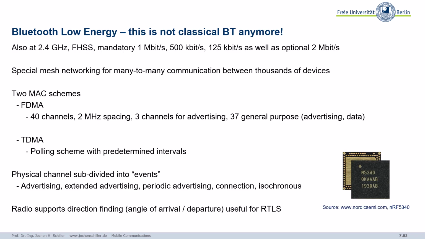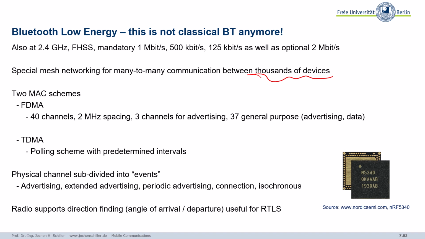Low energy. What is special about this? This is not the classical Bluetooth anymore. It's the same name. It's also called Bluetooth. It also operates at 2.4 gigahertz. There's also some frequency hopping, but it's not about the data rates, 1 megabit per second or optional 2 megabits per second. It's also not that much about mesh networking, so it's possible now to perform mesh networks. Well, okay, thousands of devices.